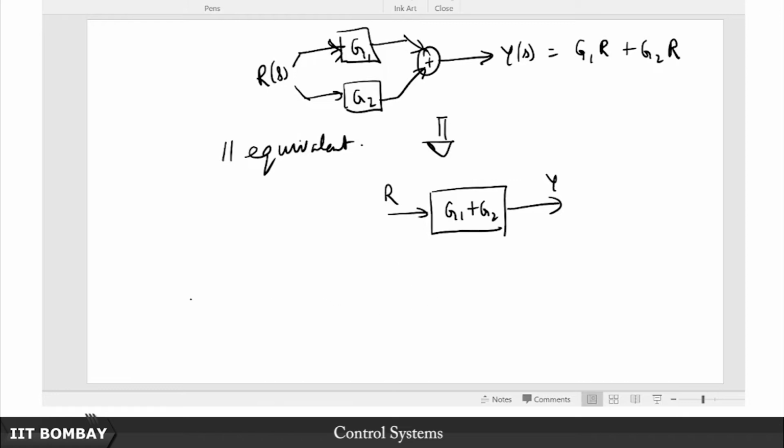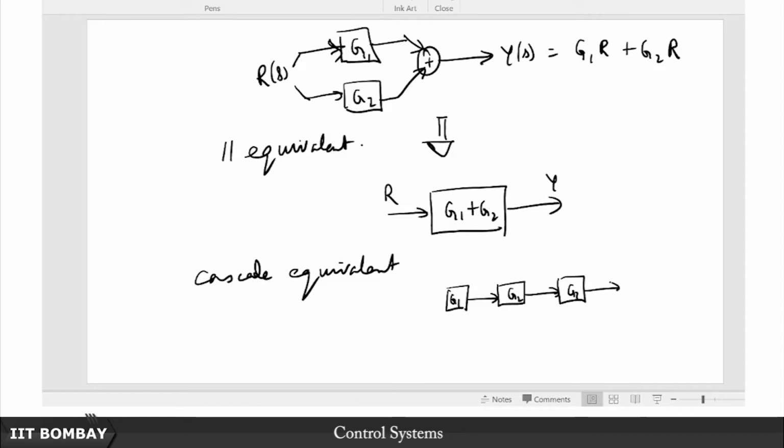While we are at it, let us also take the cascade equivalent. Some people also call this the series. So cascade equivalent, so for example you have G1, of course we have already done this before, very intuitively, yeah, Gn. Suppose you have multiple such blocks in cascade and you have R here at the end and Y here at this end, the output end. So you want to find out the transfer function from R to Y. How do you do that? Just name these intermediate variables as x1, x2, x3, so on till xn.